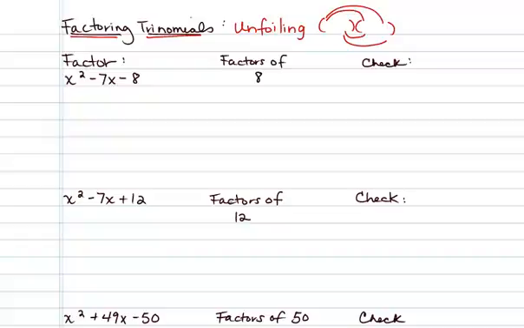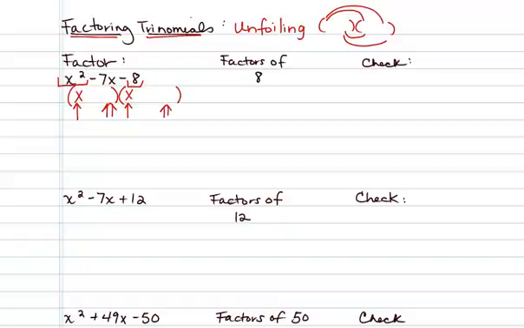Basically, for example, for number 1, you're going to try to put it back into the 2 parentheses. So how do you make an x squared? Because that's where you multiply these 2 front terms. And in order to make an x squared, it's got to be x times x. Next question is, how do you make an 8? That's where you multiply these last 2 terms.